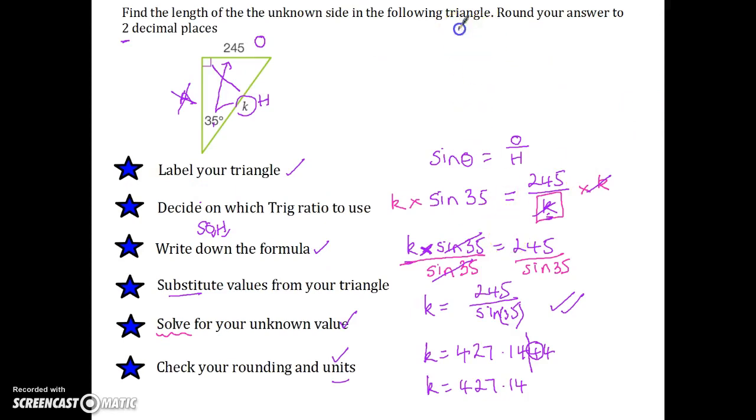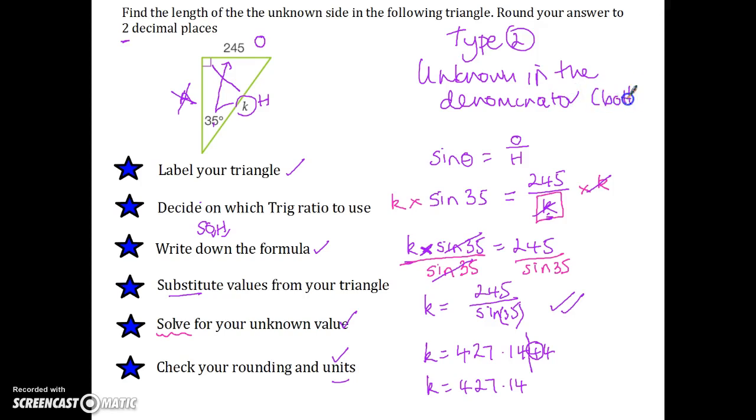This sort here you can think of as a type 2 question, where your unknown is in the denominator, which you know is the bottom of your fraction. Anytime it's in the bottom of your fraction, you know you're going to do this working out. The only thing that's going to change is whether you've got sine, cos or tan. So anytime you're finding the unknown length of a side, your working out is going to be one of these two type 1 or type 2 calculations.